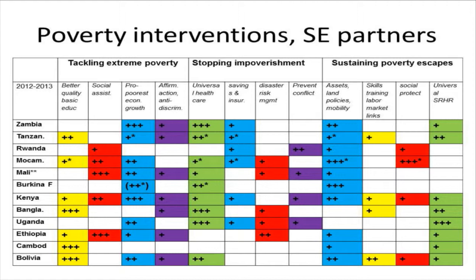What we learn from this is that those interventions that are relevant for poverty reduction are neither very concentrated nor very comprehensive. It's Bolivia and Kenya and possibly Tanzania and Mozambique where you can talk about programs that cover more of the categories here. In the other countries, it's more selective or more sparse.